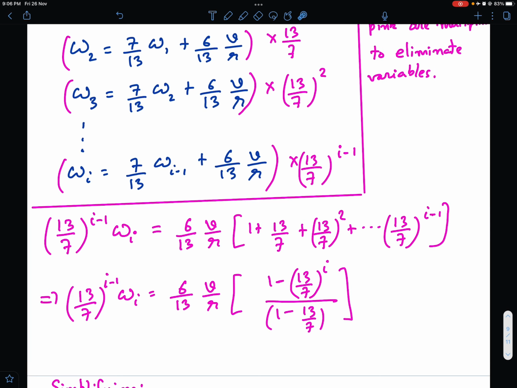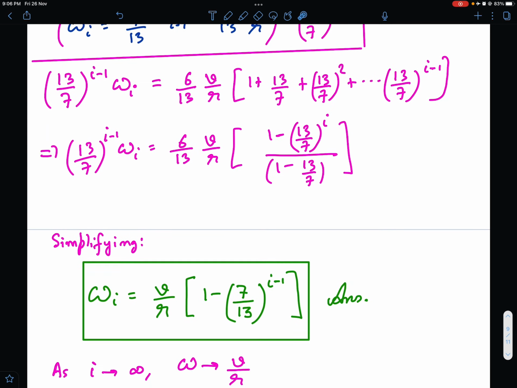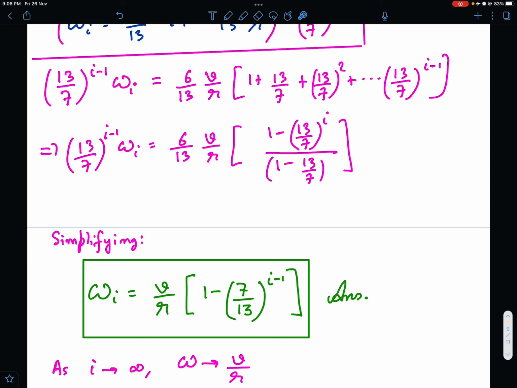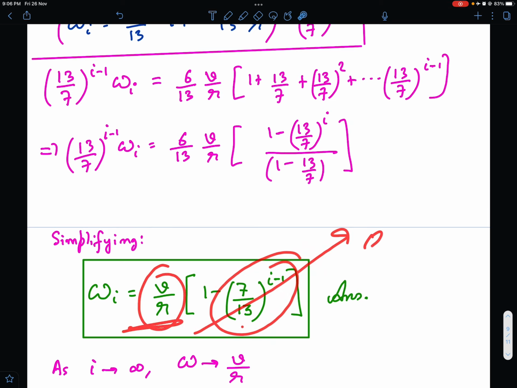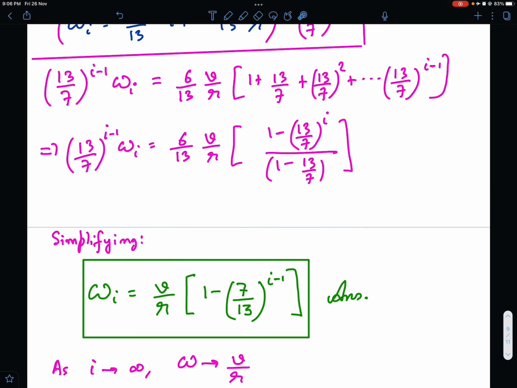And if you just rearrange the terms and simplify, you get omega i is v by r into 1 minus 7 by 13 whole to the power i minus 1. And from here you can see as i approaches infinity, this term will go to 0, and your final angular velocity would be v by r. Now could I guess that the final angular velocity will be v by r, just even without doing all this calculation?